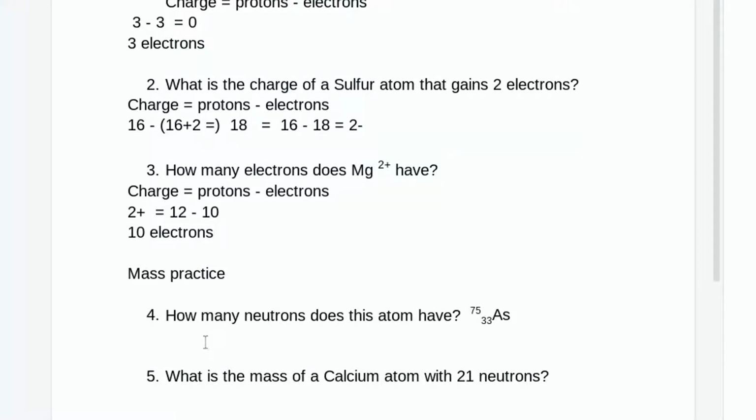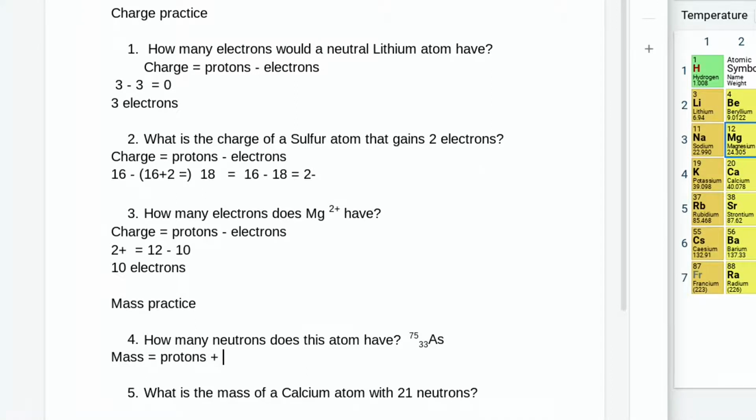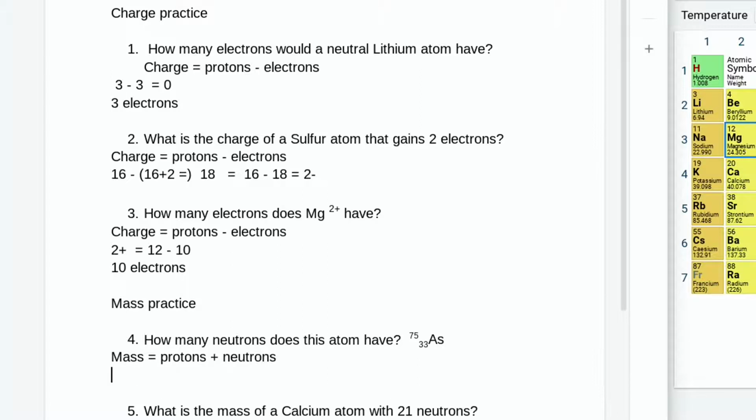Let's try some mass now. How many neutrons does this atom have? And it shows an arsenic. And on the top is 75. Remember, that's the total mass. And on the bottom, it says 33. That's the number of protons. How many neutrons does it have? Well, mass equals protons plus neutrons. Okay. How many protons? 33 plus what will give us 75? Okay? We got to find that missing amount. How many neutrons are there? Well, the easy way to do this is 75 subtract 33. And we'll get 5 minus 3 is 2, 7 minus 3 is 4, so we have 42 neutrons. Let's double check. 33 plus 42 is 75. Good.